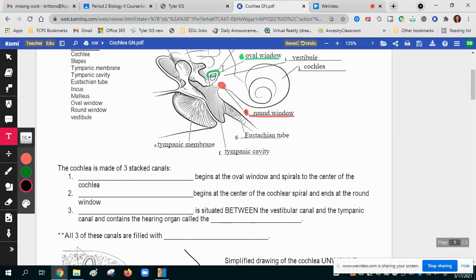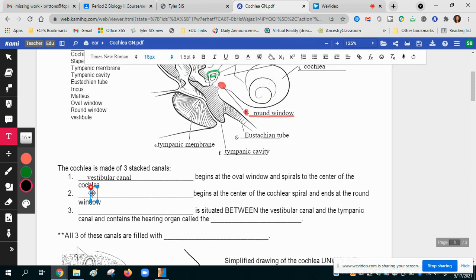So because the oval window is actually on the vestibule, that first canal is called the vestibular canal. It begins at the oval window and then reaches all the way through the entire cochlea until we get to the center of the spiral. And then it turns around on top of itself, almost like you had to do a U-turn, and comes all the way back. And this time it's going to end at the round window. And that is called the tympanic canal.